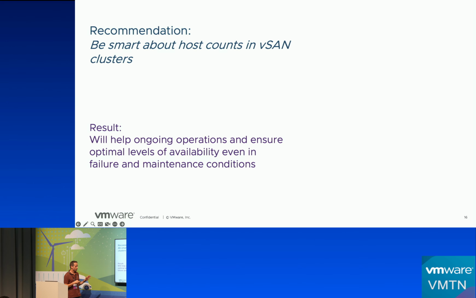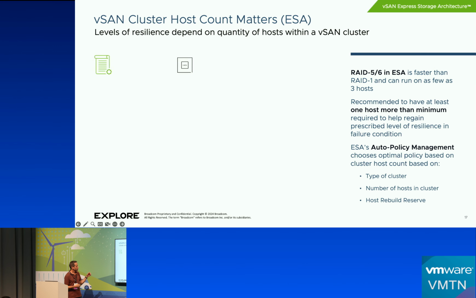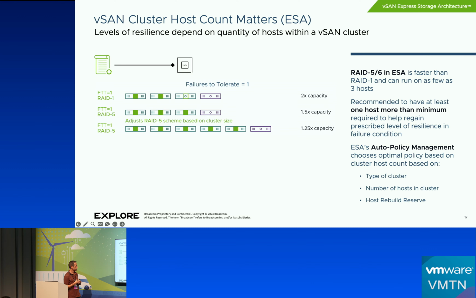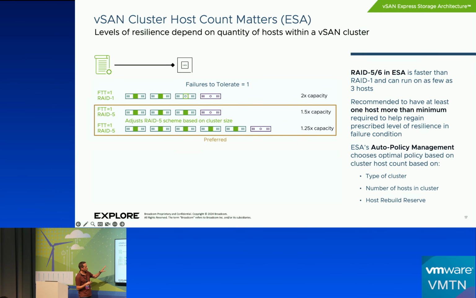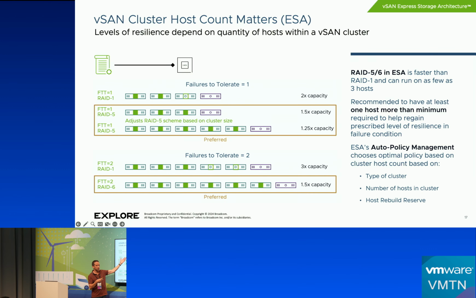So first up is, vSAN makes it fairly easy to prescribe a certain level of resilience and just let vSAN take care of the rest. You just define the outcome, it's going to take care of the rest. But it assumes that you have a sufficient number of hosts in order to do that in the first place. So let's look at what this actually looks like. And we're going to be using the vSAN Express Storage Architecture as an example here.